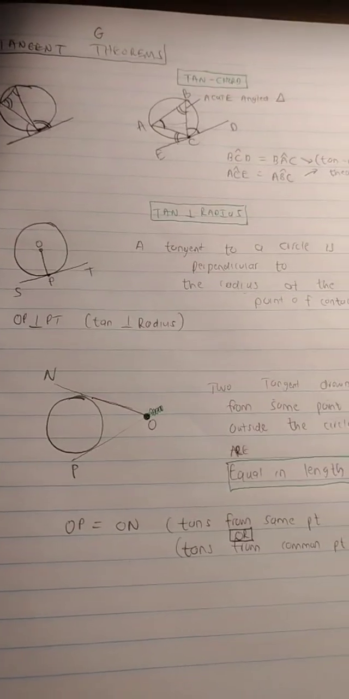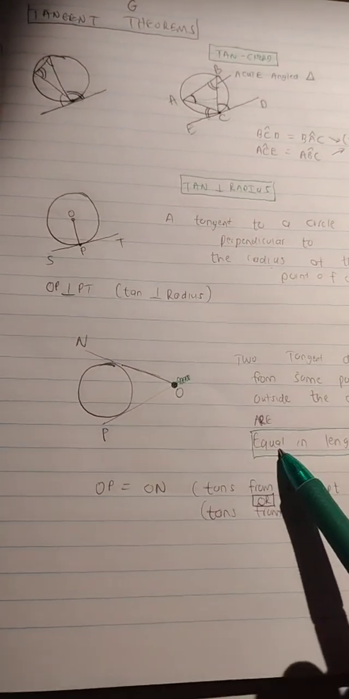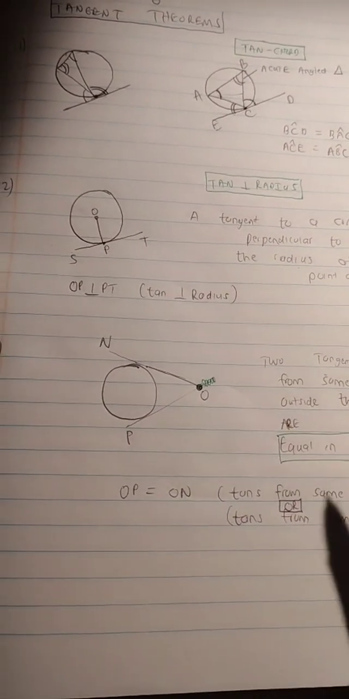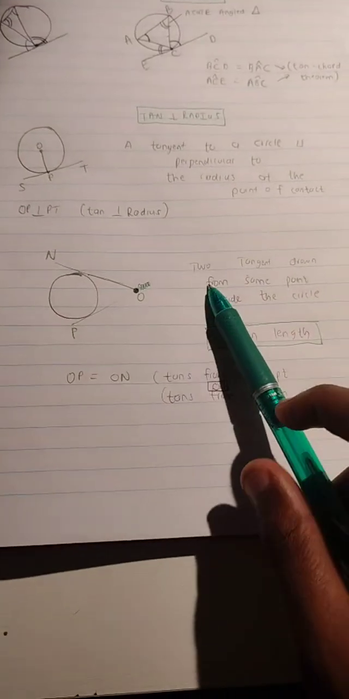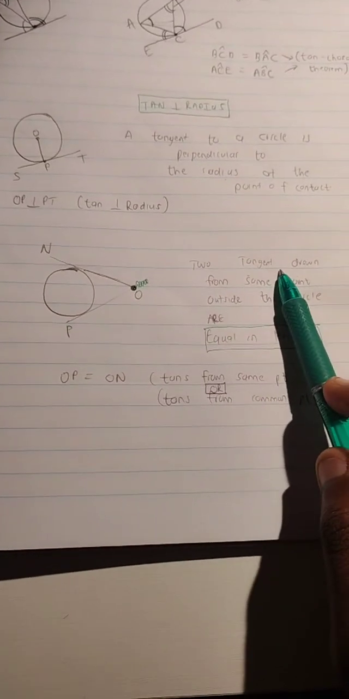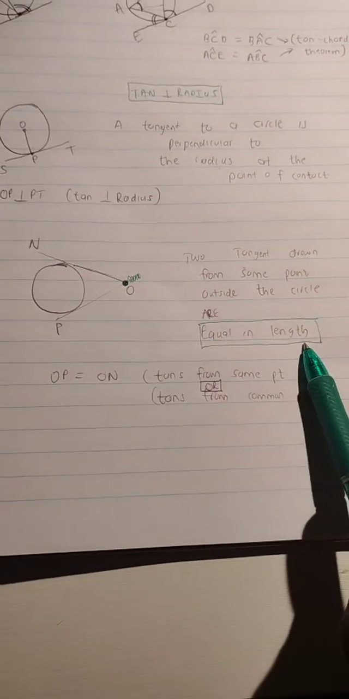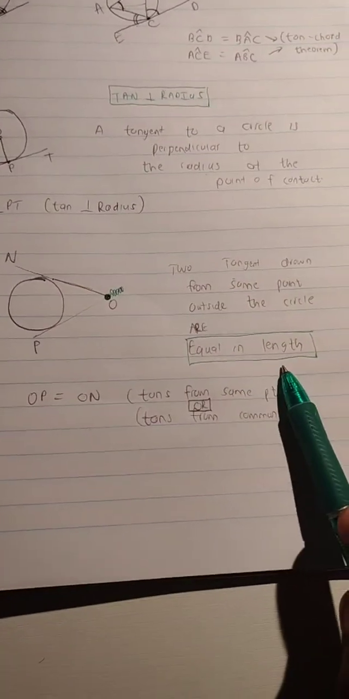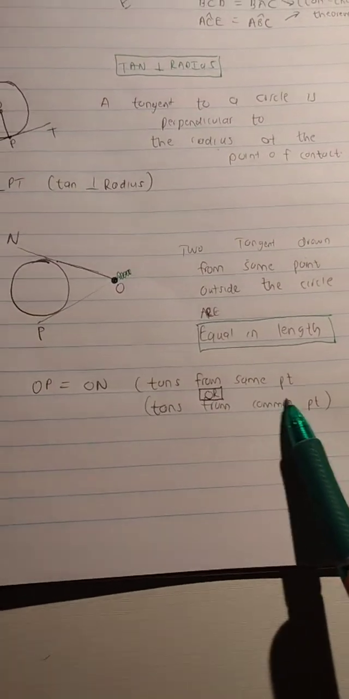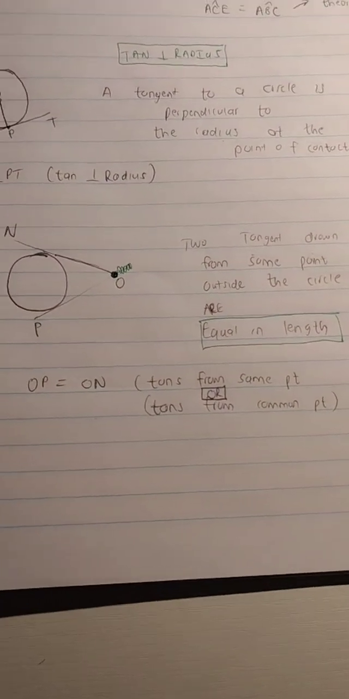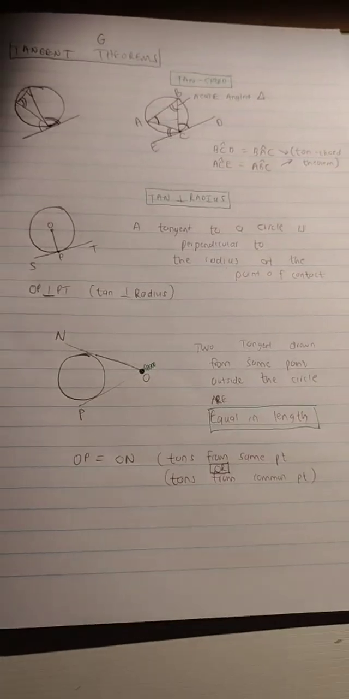Is it possible for one to be longer than the other? No. The theorem says tangents from the same point are equal in length. Tangents drawn from the same point outside the circle are equal in length. Let's take note of that. And the acceptable reason can either be tangents from the same point or tangents from common point for short. So those are our tangent theorems.